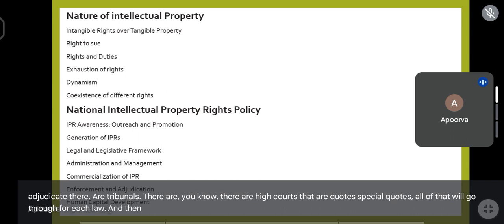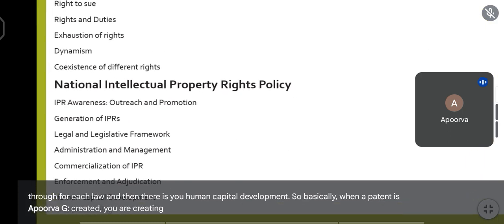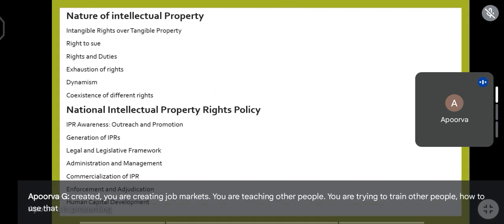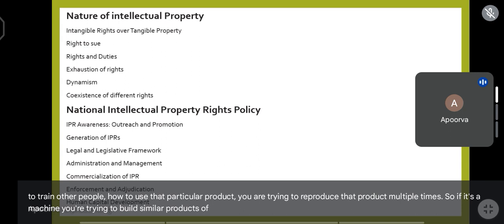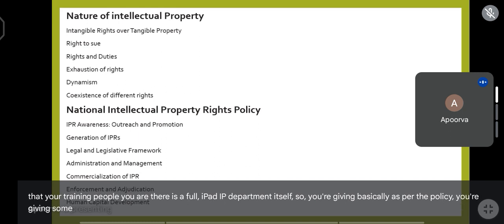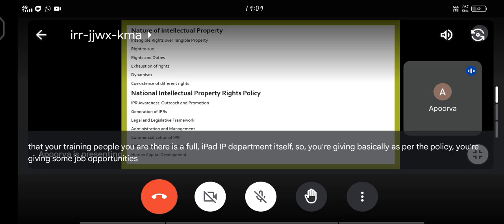And then there is human capital development. When a patent is created, you are creating job markets, you are trying to train other people how to use that particular product, and you are trying to reproduce that product multiple times. If it's a machine, you're trying to build similar machines to help the manufacturing of a factory. Because of that, you're training people, and there is a full IP department itself. So as per the policy, you're giving some job opportunities to people as well.